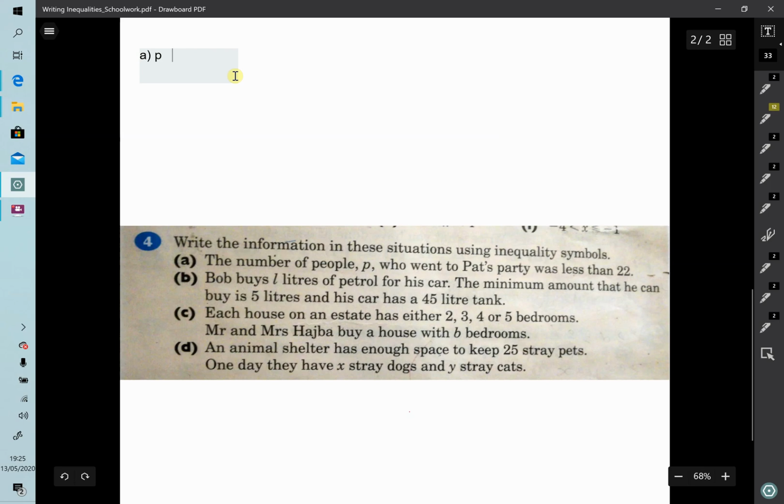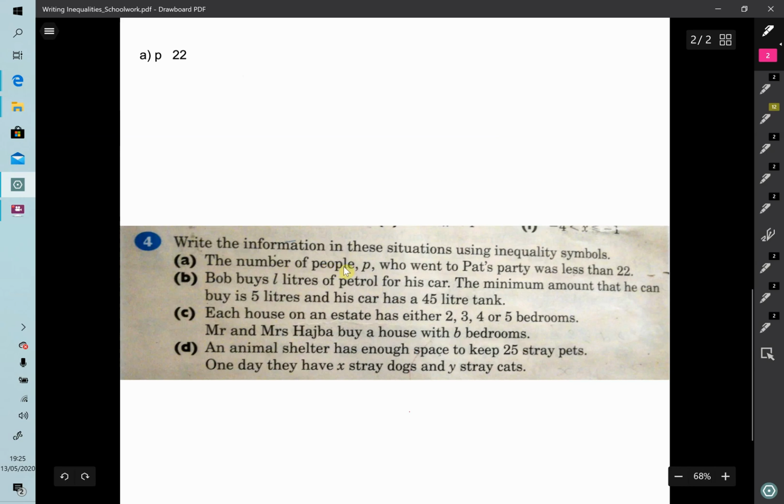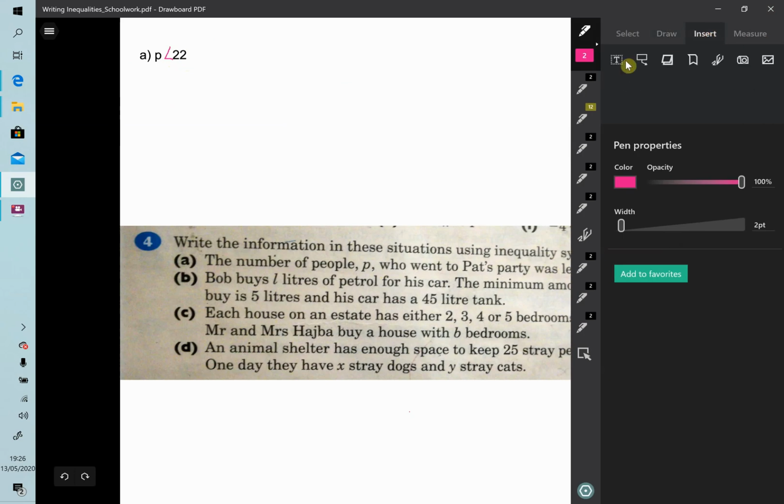So P, and I've got the number 22, so there's only one number. The only thing I need to figure out is how my inequality symbol is going to be. The number of people who went to Pat's party was less than 22. So the number of people could have been just 20 or could have been 19. Were there 22? Could it have been that there were 22? No, because it's less than. So the number of people P is smaller than 22. And that is letter A. Letter B.